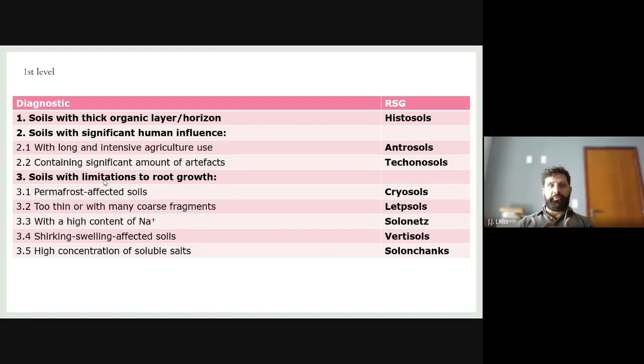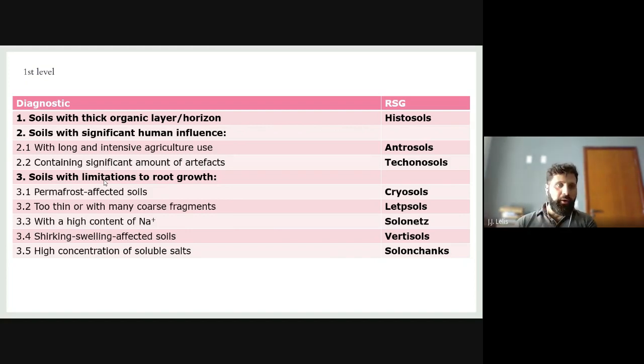So these histosols are those soils that present a thick organic layer or horizon. They are those organic soils whose physical, chemical, and morphological properties are quite related to the organic matter. So the organic layer, or this organic horizon, influences and determines the chemical, physical, and morphological properties of the soil. They are the histosols. Okay.